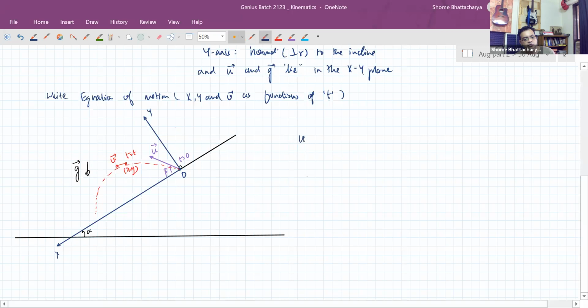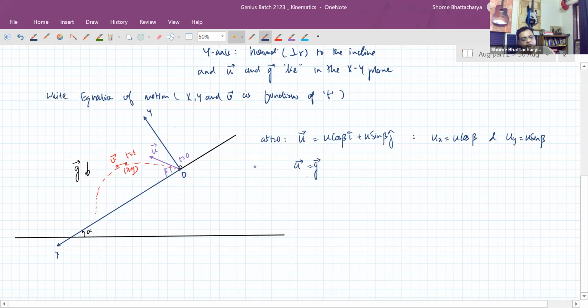So u at t equal to 0 is resolved as u cos beta i cap plus u sin beta j cap. Or in component form, we can write this as u cos beta is the x component and u sin beta is the y component. Whereas the acceleration is basically the g vector.